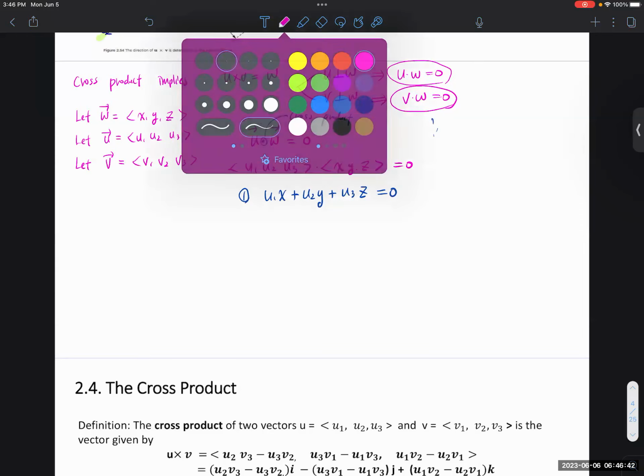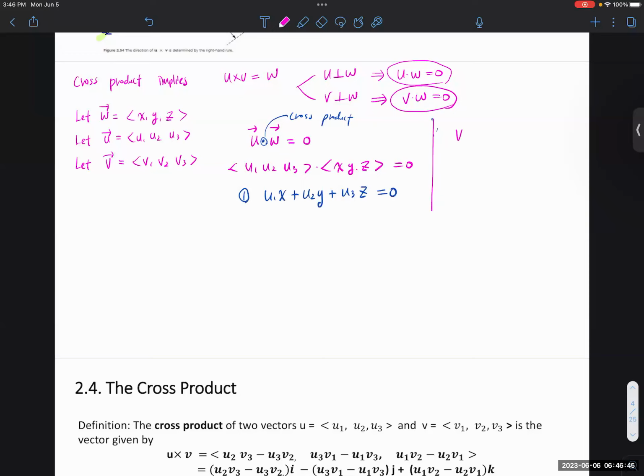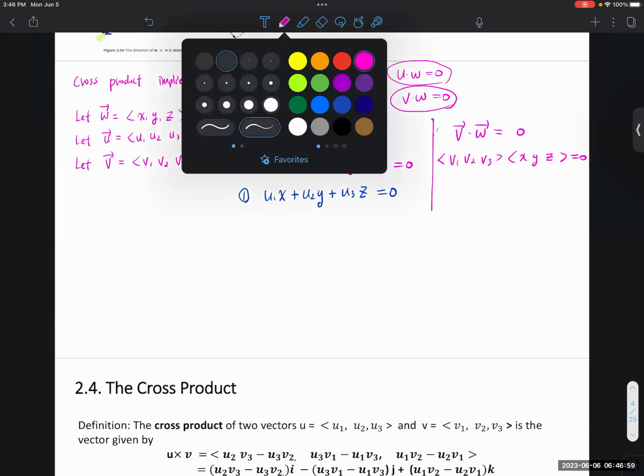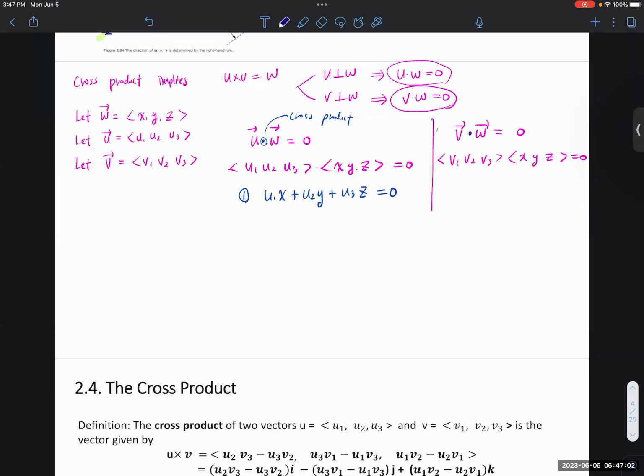Second, I'm gonna make the same space. We're gonna do the second one, V vector times the W vector equal to 0. So the V vector, V1, V2, V3 times W, XYZ equal to 0. So this is also cross product, right? So V1 times X plus V2 times Y plus V3 times Z equal to 0. So we found out those are two equations. Am I correct? I'm trying to solve for XYZ because I want to know what the W vector XYZ will be.